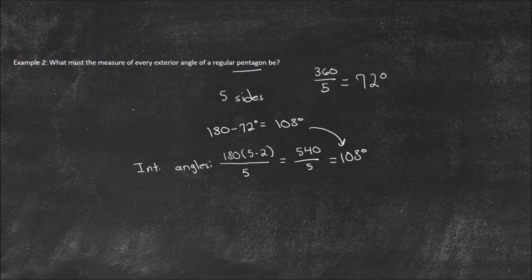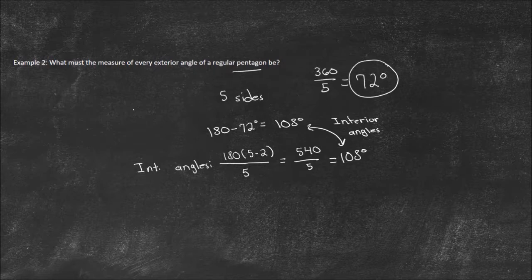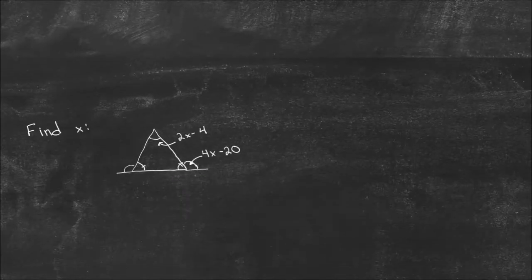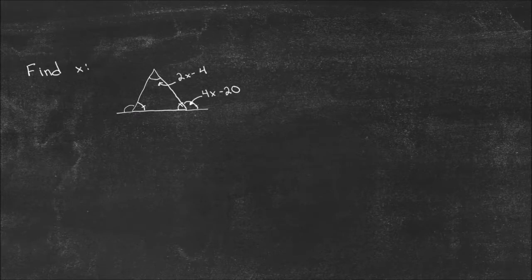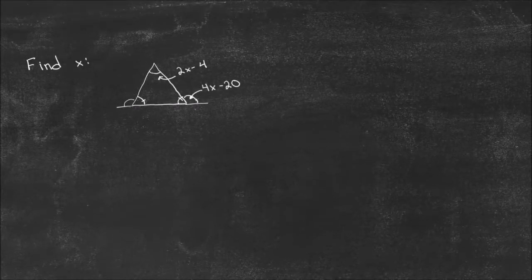So let me write this out, just in case anyone sees it. These are the interior angle measurements, and this is the exterior angle measurement here. So those are just two ways to find the interior angle measurements that we talked about. And now let's get into this last example, a numerical example. This one can be tough, so pause the video and see if you can figure it out.